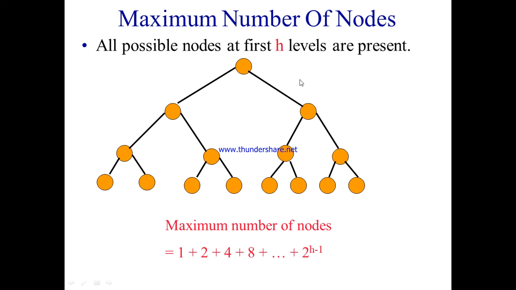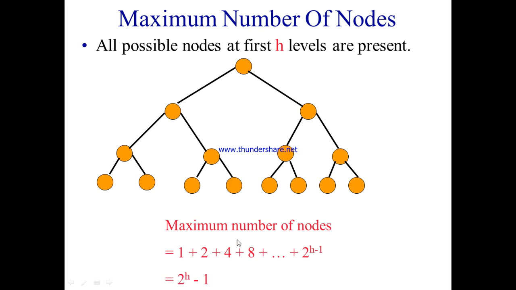If I am taking h levels, the last level will have 2 power h minus 1 nodes. So the total number of nodes can be written as 1 plus 2 plus 4 plus 8 and so on up to 2 power h minus 1. If I solve this equation, the total is 2 power h minus 1.